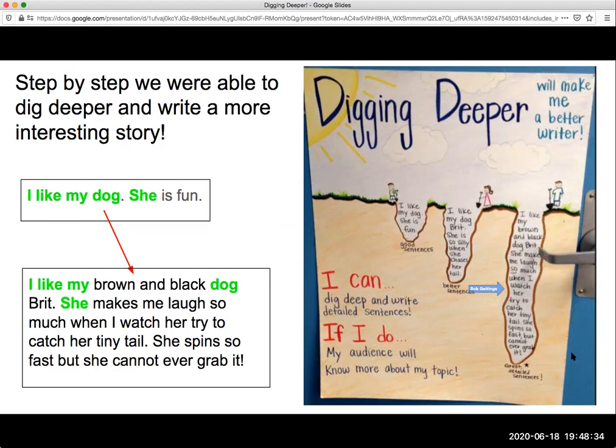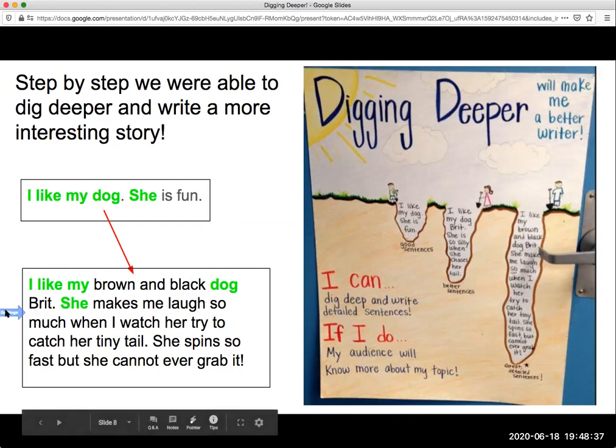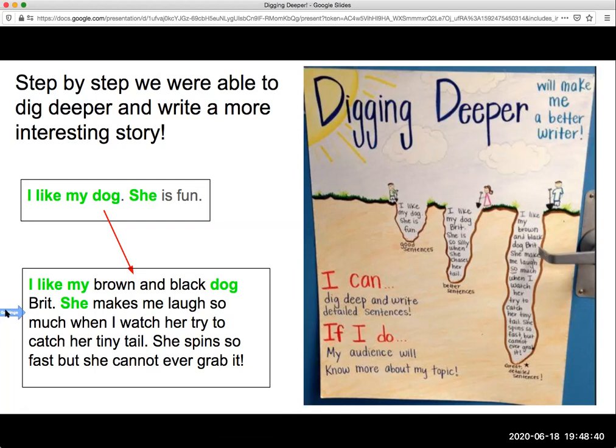And if you look in the second, we have a lot more words, a lot more details, so many more pictures, so many more adjectives, so many interesting verbs. That I like my dog, she is fun, is okay. Those are good sentences. But I like my brown and black dog, Brit. She makes me laugh so much when I watch her try to catch her tiny tail. She spins so fast, but she can never grab it. Is so much more interesting than the first one. So that's your challenge in writing.